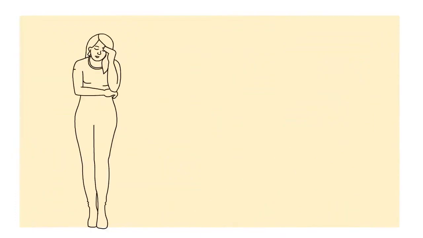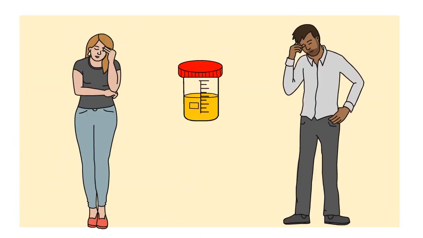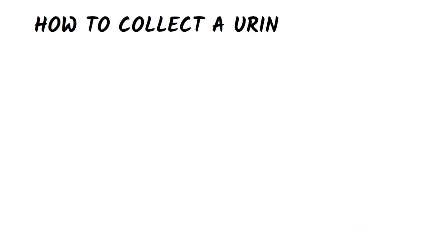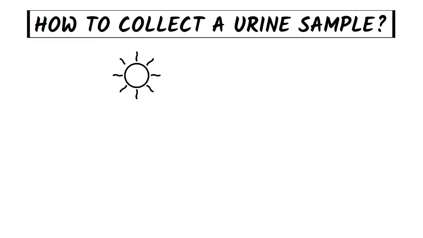Most people have given a urine sample at some point in their lives. There are different tests used to analyze a sample. The urine culture test checks for germs or bacteria in the urine that can cause a urinary tract infection. A urine sample is better collected first thing in the morning when the urine is more concentrated.